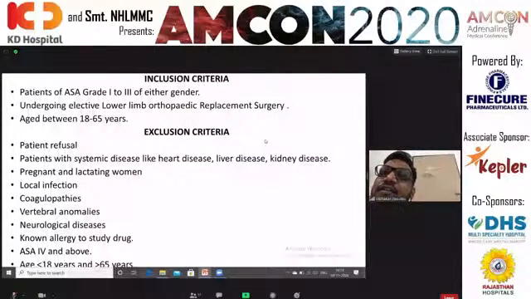My inclusion criteria were patients of ASA grade 1 to 3 undergoing lower limb orthopedic replacement surgery and age between 18 to 65, whereas exclusion criteria were patient refusal, severe systemic disease, pregnancy, local infection, coagulopathy, vertebral anomalies, neurological diseases, ASA 4 and above, and age less than 18 or more than 65. Next.